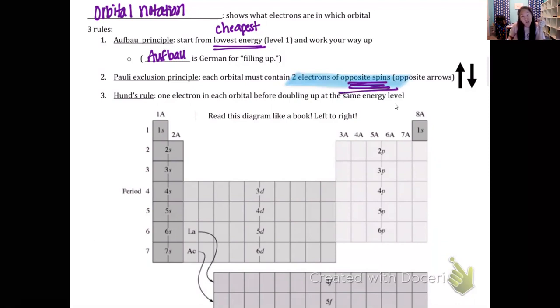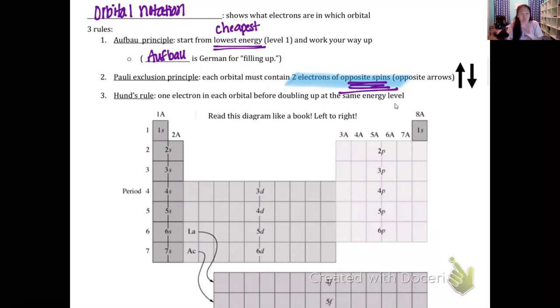So when we draw it, we're going to draw an up arrow to represent 1 electron and a down arrow to represent another electron. Okay, so opposite spins. They always have to be pointing in opposite directions. Number 3 is called Hund's rule. Hund's rule is each electron wants to be in its own bedroom, right? Before you double up, before you give it a roommate, everyone prefers to have their own room, right? So that's Hund's rule.